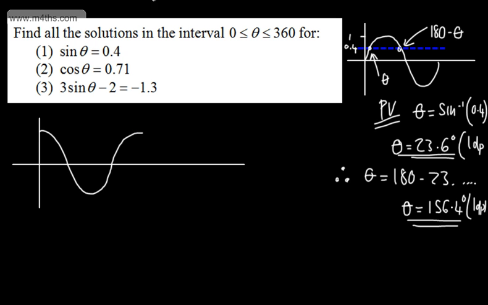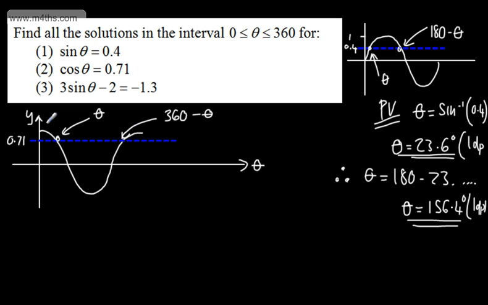So we want to know where this is going to be 0.71. So that's the value of y. 0.71 looks to be about there. Remember, this is the axis with our angle theta on, and this is going to be y. So I want one just here, which is our principal value of theta, and then this one, by symmetry with the cosine curve, is going to be 360 minus our theta.